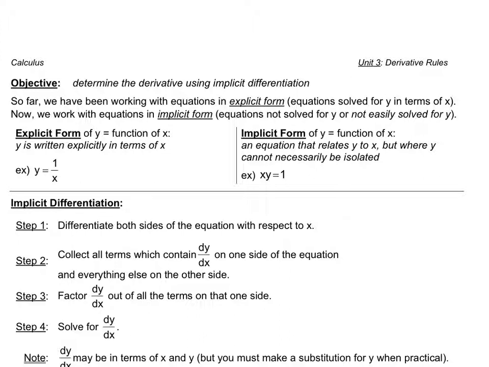Okay, so the implicit form is a little bit more functional because it allows you to take an equation in any form and find its derivative. All right, so it doesn't have to be in any particular form. You can still find the derivative of that function. All right, so there's a procedure, but I'll walk you through the procedure.